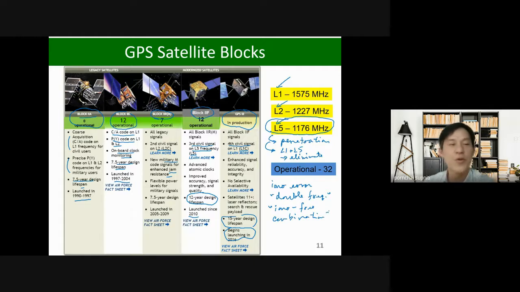If you don't know what the iono-free combination is, basically you just subtract the pseudo range from one frequency from that of another frequency. That's all. And then the iono delay term will disappear. But you may have to multiply with some constant. In a later lecture, we will look into the details about this.